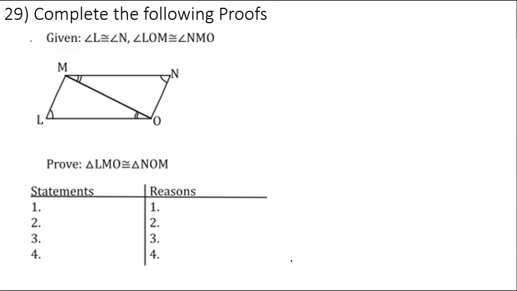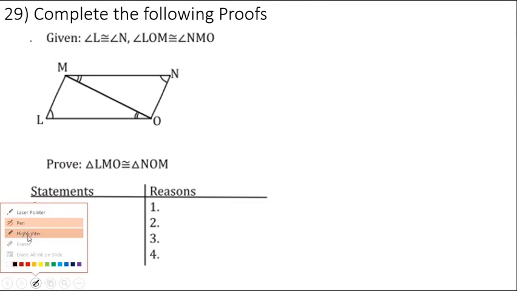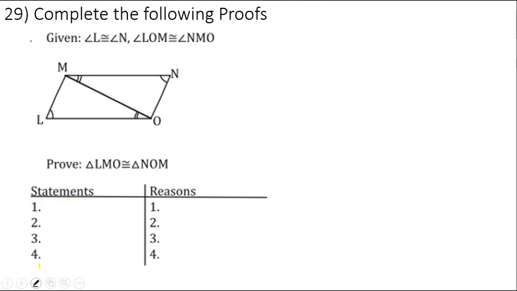Okay, so now last proof. Again, let's look at what's given to us. We have angle L congruent to angle N. Start off with that. Reason here, it's given. They also give us this part right here, LOM congruent to NMO. Again, that's also given. So again, we want to prove that these two triangles, LMO and NOM, are congruent to each other.